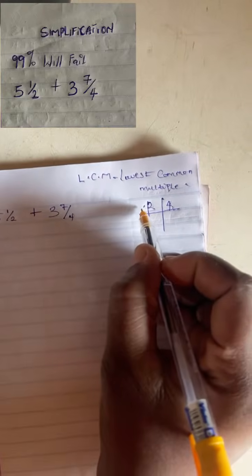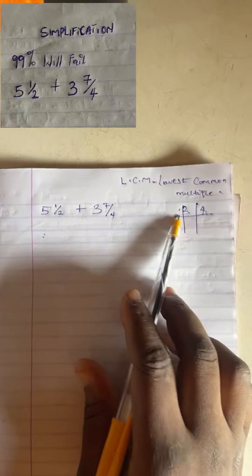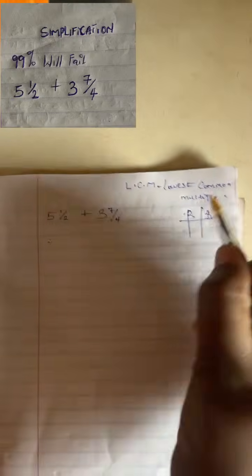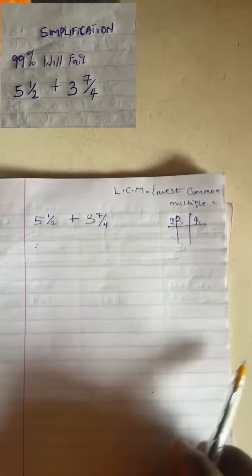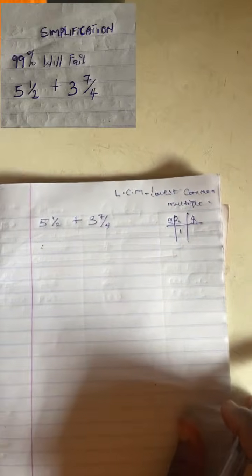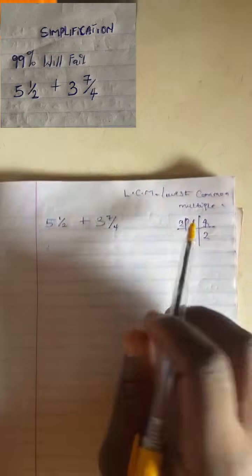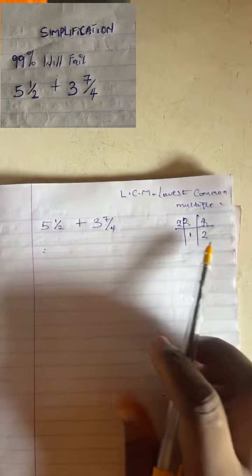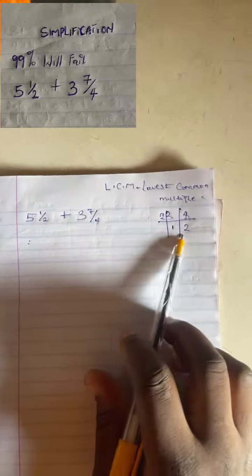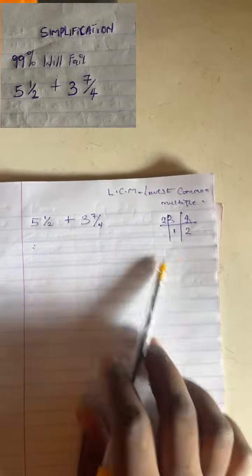So now that is 2, okay? We'll start from the lowest one, 2. 2 divided by 2 is going to give us 1. Then 2 divided by 4 is going to give us 2. Now 2, you bring down, because it's not balanced. We have to continue till nothing can divide each other again.